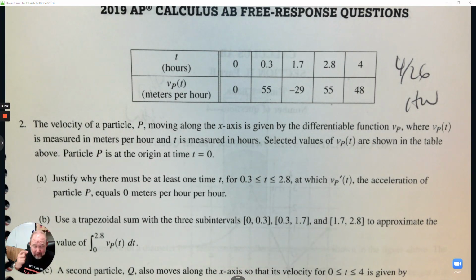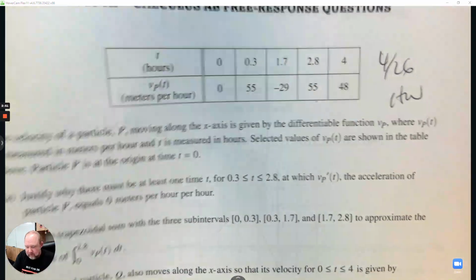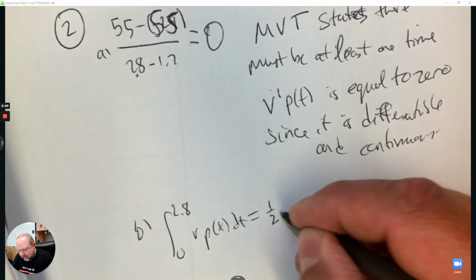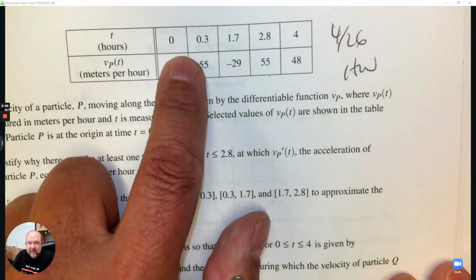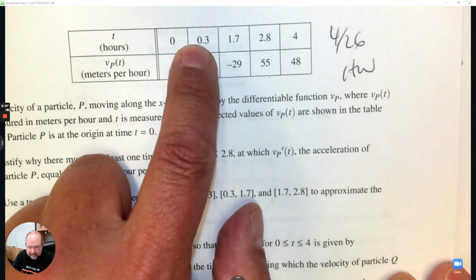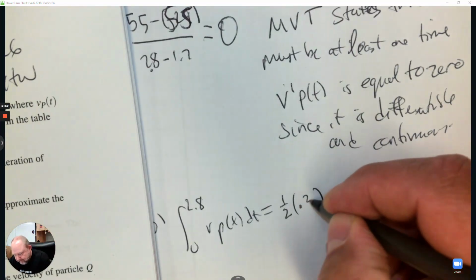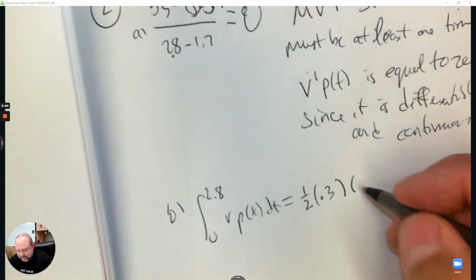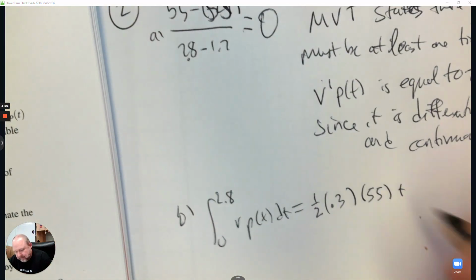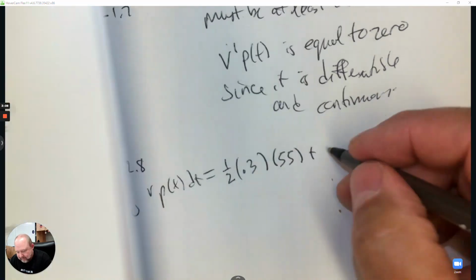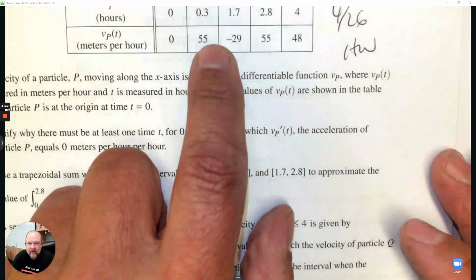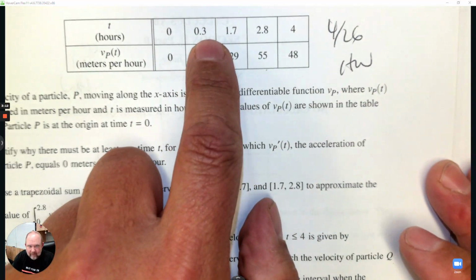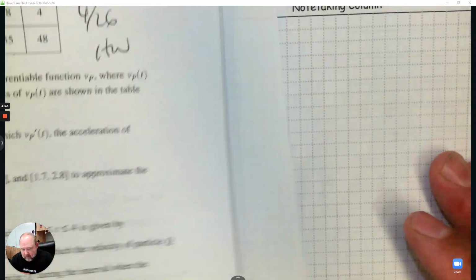So how do I do a trapezoid again? So first of all, we start with 1/2. And then the distance, the width, is 0.3. And then you add the two heights, 0 plus 55. I can do that. Plus, again, start with 1/2. A trapezoid, the distance here, 1.7 minus 0.3, that's 1.4.